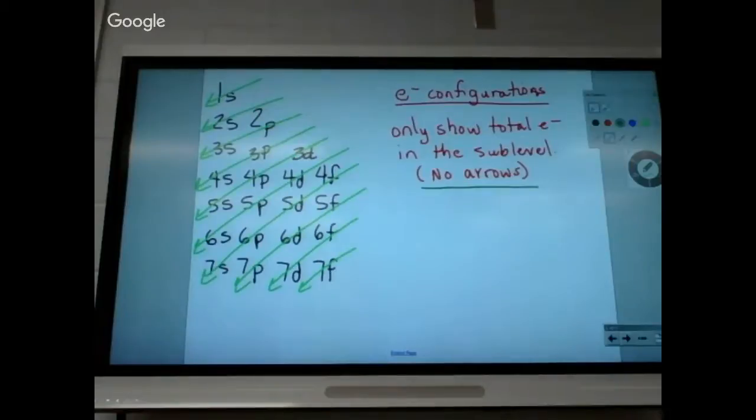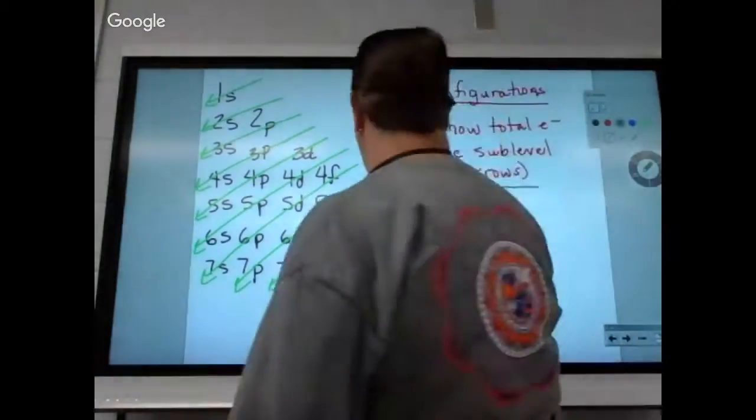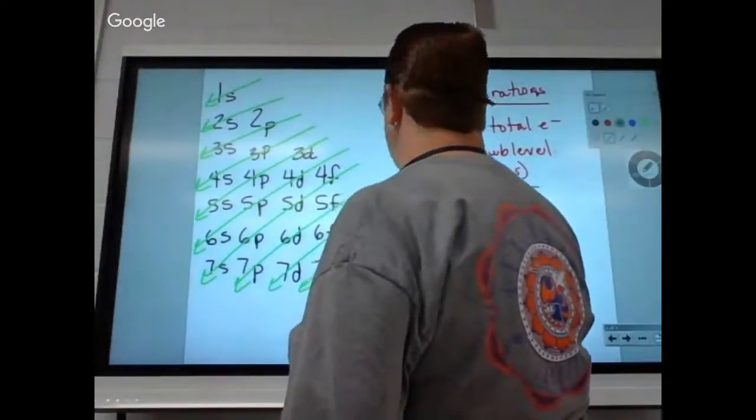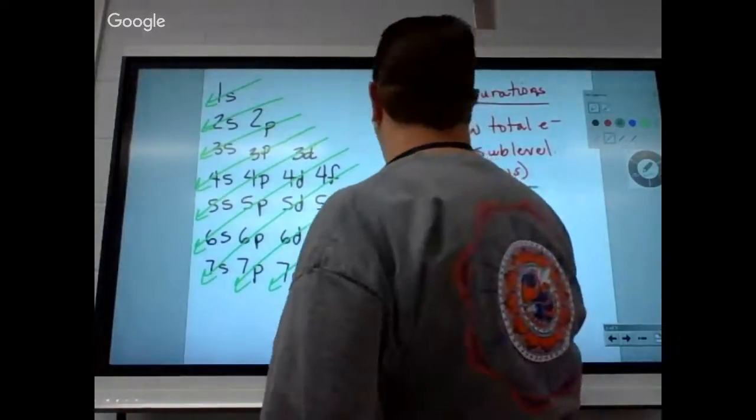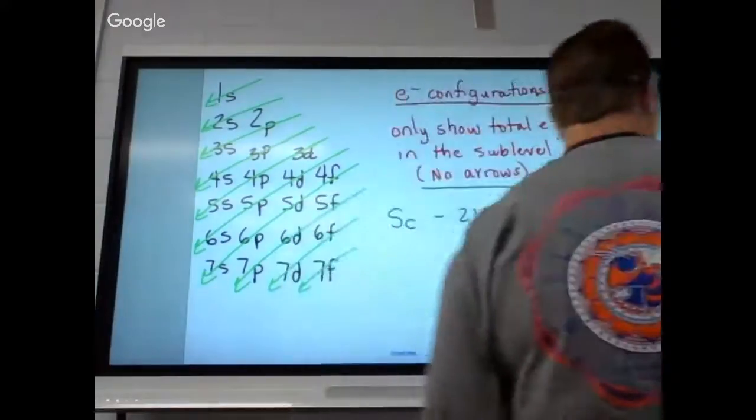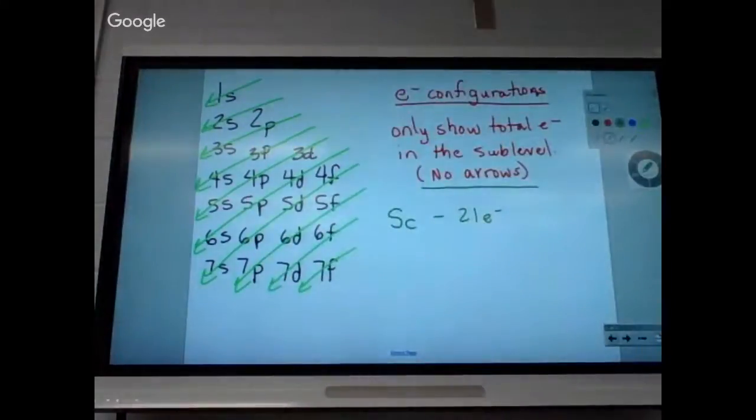So, let's say we want to write the electron configuration for, I don't know, let's do scandium. Let's do SC. SC has 21 electrons. Okay? So, if we look at SC, all we have to do is read the chart and then count up the electrons in the sublevel. So, what's the first thing that we would read in our chart?